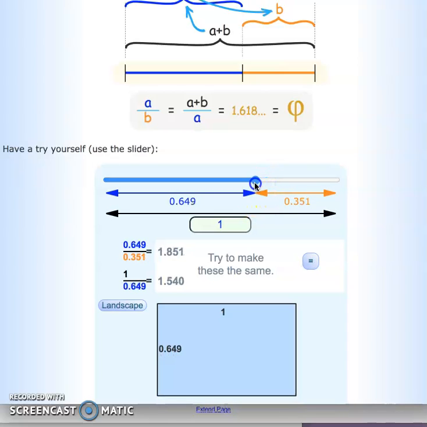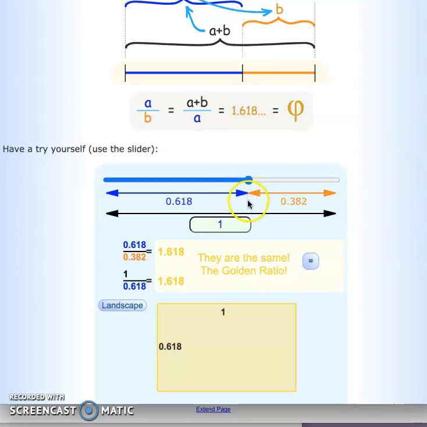We're almost there. 1.8, 1.5, 1.7, 1.5, 1.6. Oh, passed it. There it is. All right, so here's the point where the ratios are the same. If I take this line divided by the length of this line, I get 1.618. And here I take the whole line divided by the blue, I get 1.618.